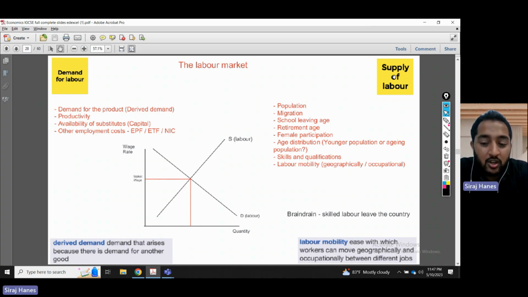Skills and qualifications. If you need a lot of skills and qualifications, well, then the supply of labor will be less because they'll be like, okay, you want to be a teacher, you have to study this, and then like, yeah, no, maybe not. And finally, labor mobility. This depends. Now, if there was a highway close by, very easy for people to move back and forth and come here to work. So the supply of labor will rise. Little word that you can know, brain drain, where the skilled labor is leaving the country.